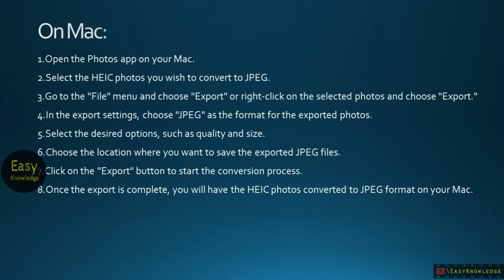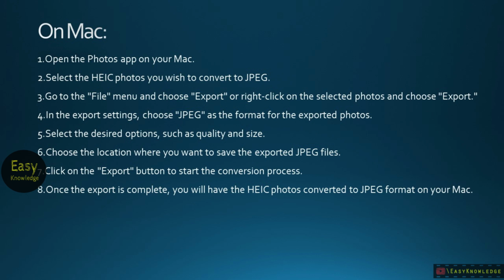4. In the Export settings, choose JPG as the format for the exported photos. 5. Select the desired options, such as quality and size. 6. Choose the location where you want to save the exported JPG files.